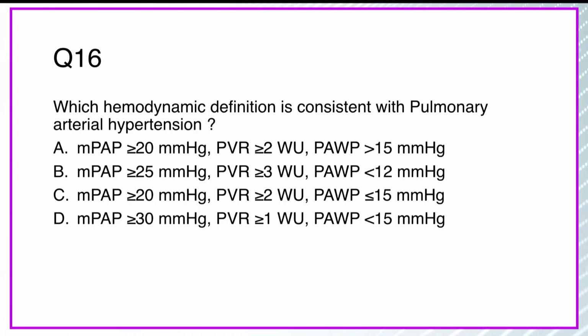Hemodynamic definition consistent with pulmonary arterial hypertension: mean pulmonary artery pressure more than 20, pulmonary vascular resistance more than 2, or arterial wedge pressure less than 15. Okay, you can read up.